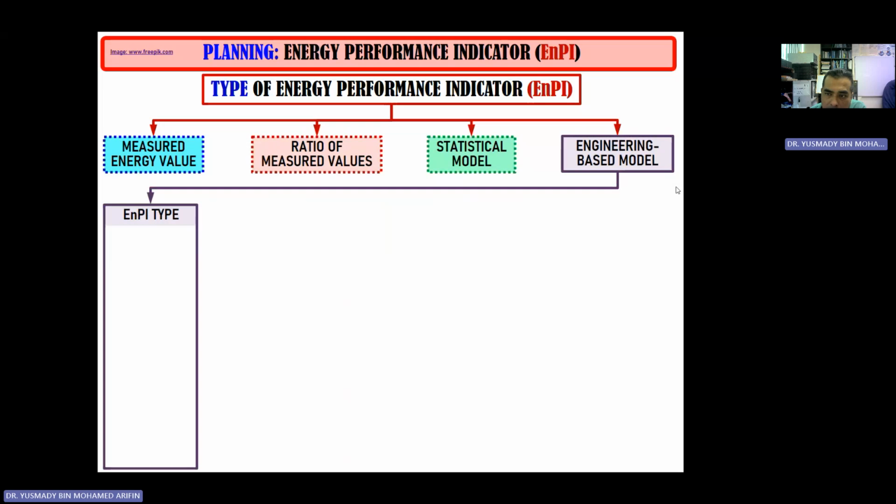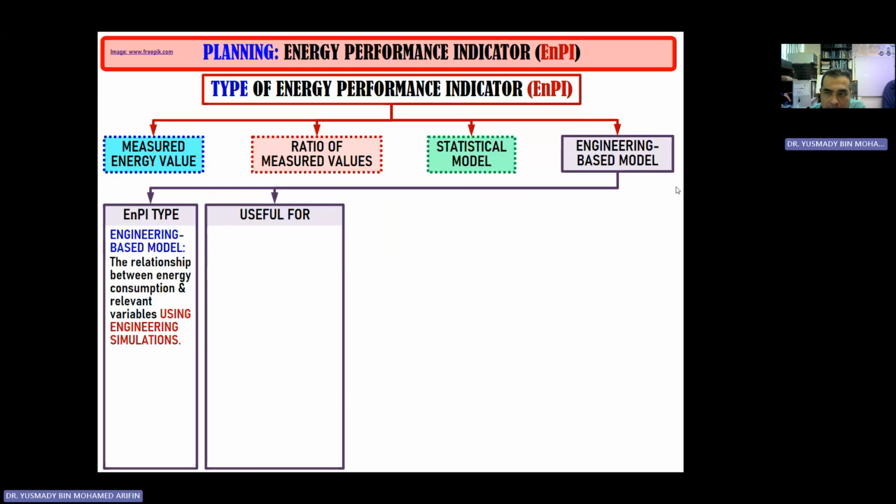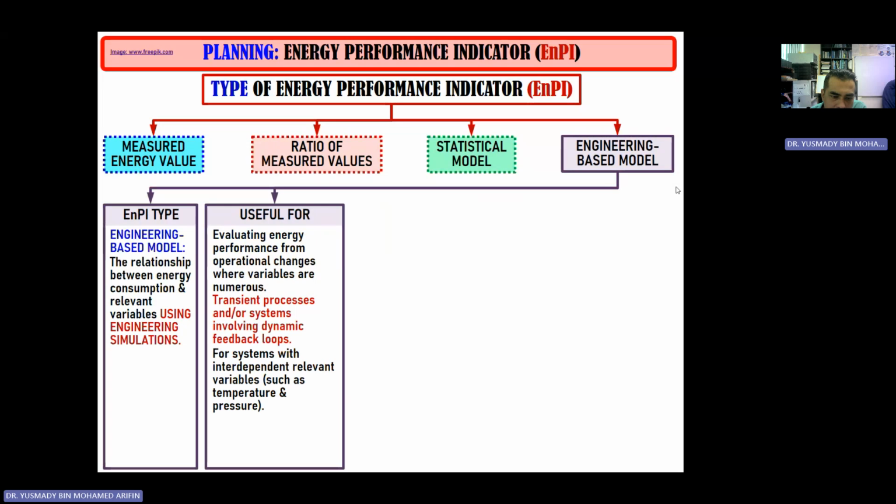Okay, the last one, based on an engineering model. So the ENPI type based on an engineering model refers to the relationship between energy consumption and relevant variables using engineering simulation. And this ENPI is useful for evaluating energy performance from operational changes where variables are numerous, transient processes, and or systems involving dynamic feedback loops. And also useful for systems with interdependent relevant variables such as temperature and pressure.